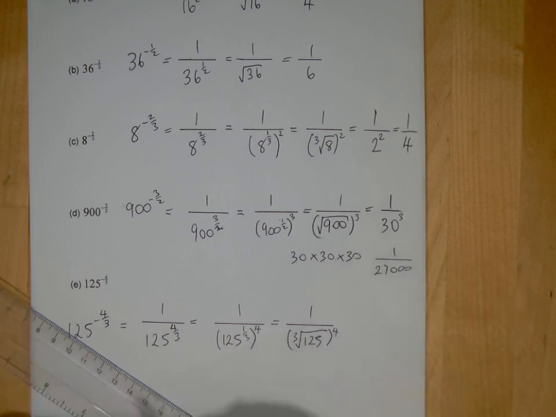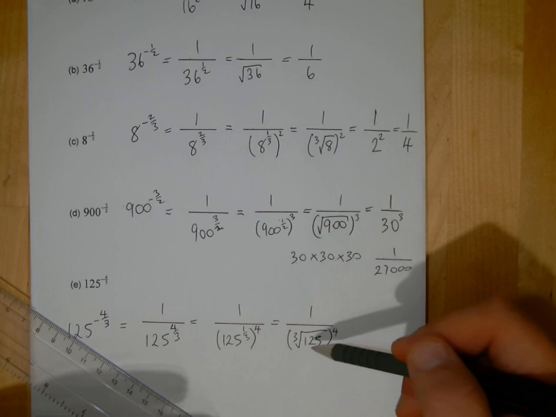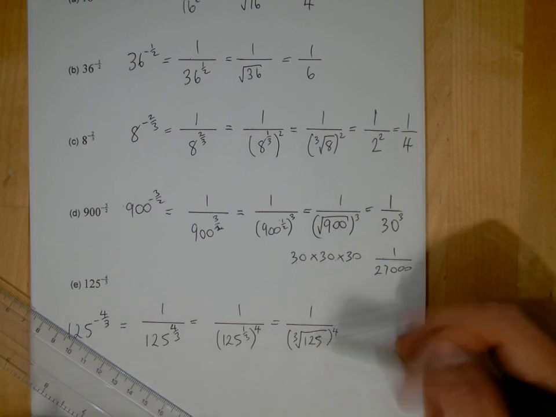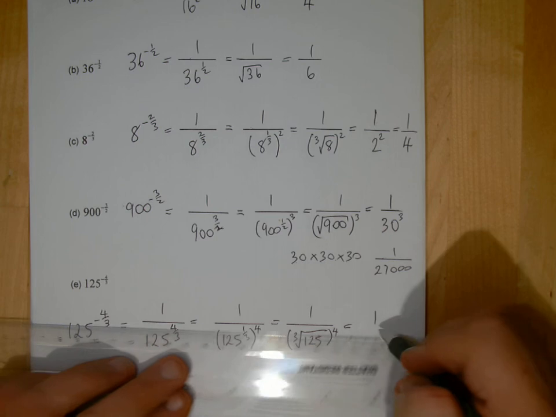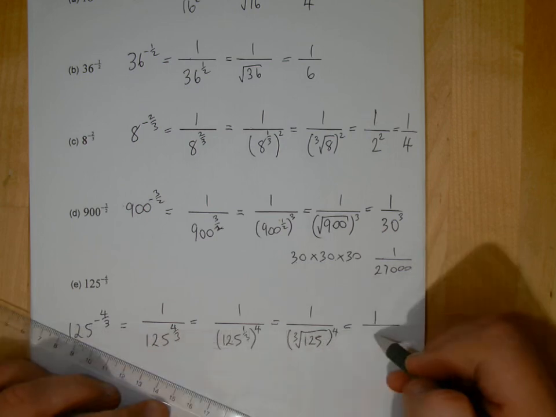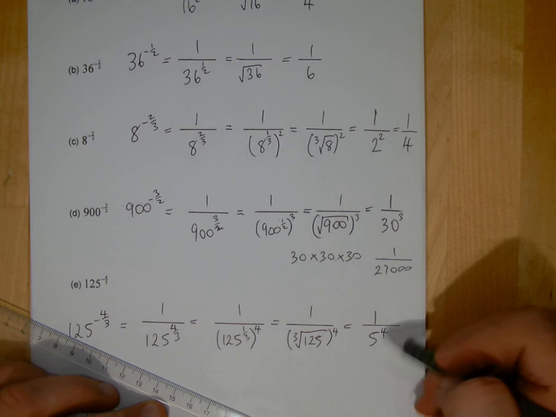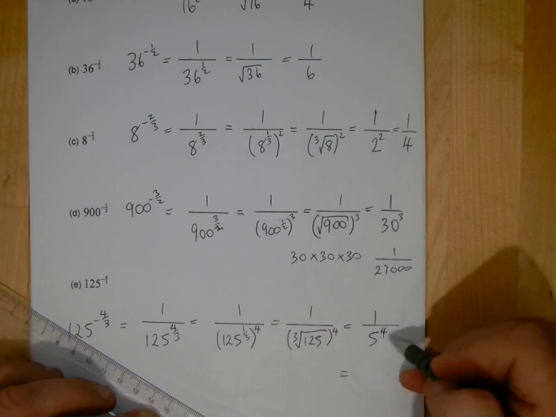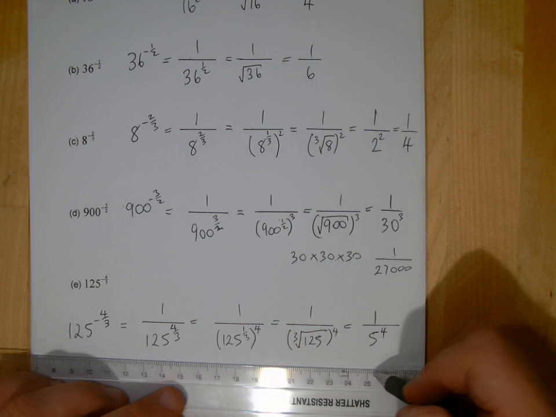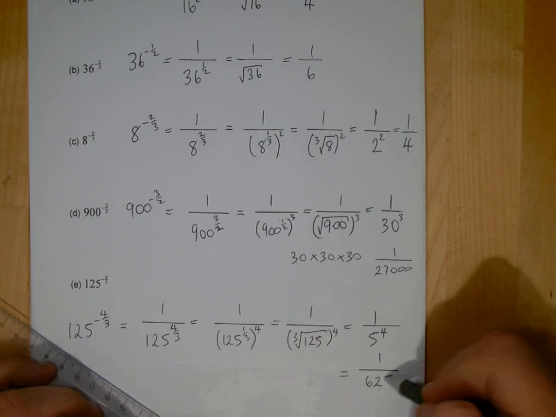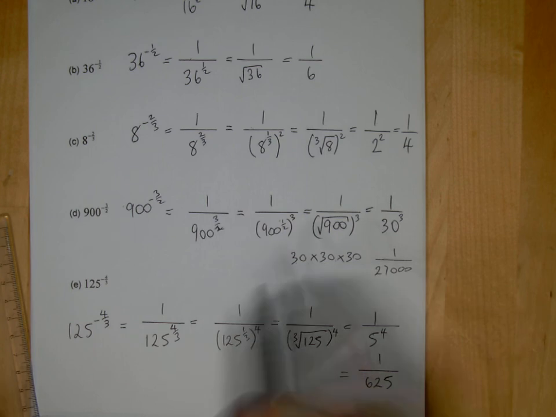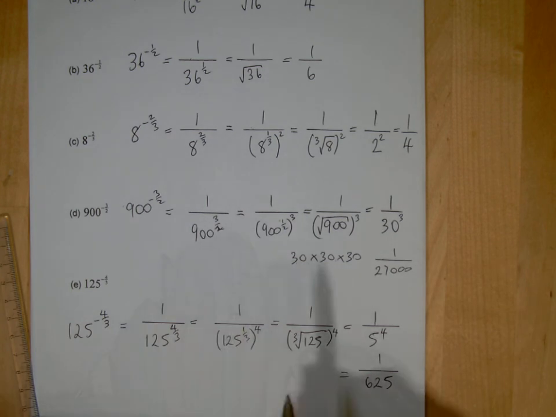Now the cube root of 125 ends in a 5, so just try a few numbers. If you try 4 times 4 times 4, that gets you 64. That's no good, but it's going to be 5, because 5 times 5 times 5 is 125. So this turns out to be 1 over the cube root of 125, which is 5, and then to the power 4. You can work that out: 5 times 5 times 5 times 5 is 625. So in these questions, just make sure you show every step and take your time on it, and you will get to the answer every time.